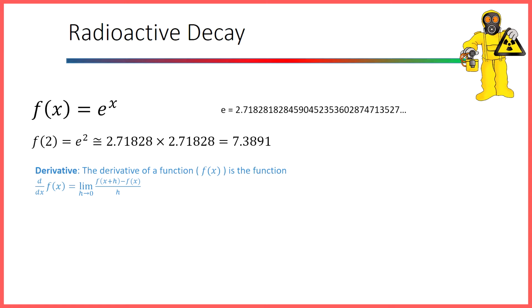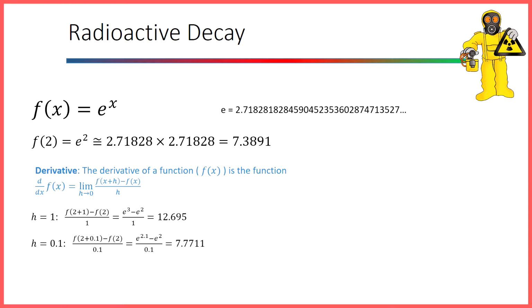First, we'll try h equals 1. When we try h equals 1, we are really calculating f of 2 plus 1 minus f of 2 divided by 1, which is equal to e cubed minus e squared divided by 1, which is equal to 12.695. Okay, but let's try to get a bit more accurate. So let's try h equals 0.1. Now we're calculating f of 2 plus 0.1 minus f of 2 divided by 0.1, which equals e to the 2.1 minus e squared divided by 0.1, or 7.7711.